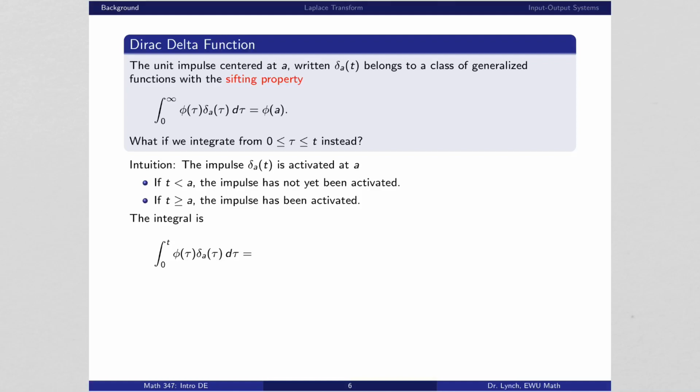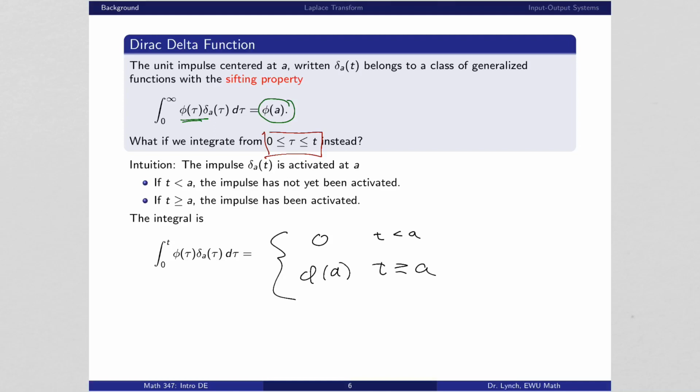The delta function is defined by this so-called sifting property, namely that if we integrate this delta function against any function phi, we just pick up the value of phi at the place where this delta function is activated. So we can do something a little bit different, and instead of integrating from 0 to infinity, integrate from 0 to t instead. And the value of the resulting integral depends on whether we've crossed that threshold where we've activated the delta function. Of course, we'll get 0 if t is less than a, and we'll get phi of a if t is greater than or equal to a.